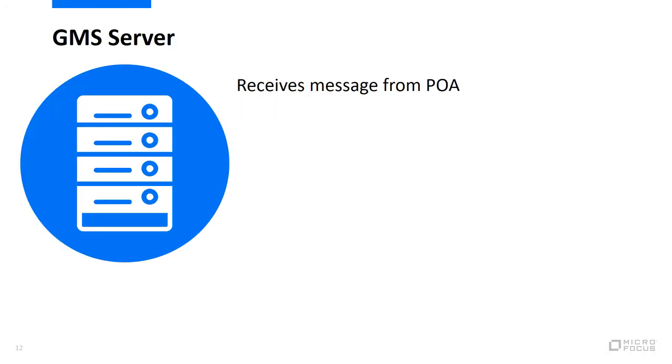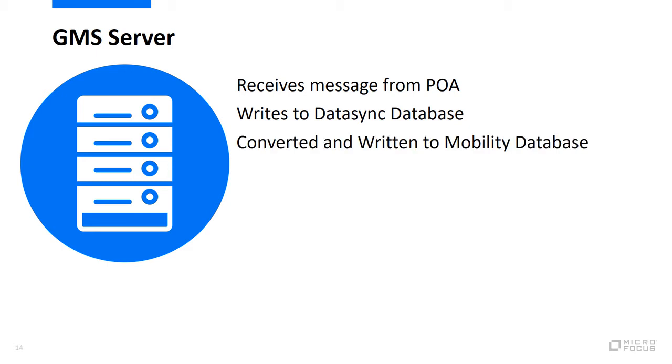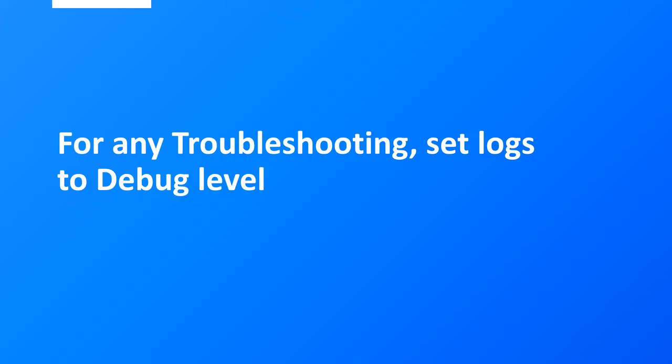It would be a good idea to see if messages are being passed through the system successfully. After the Mobility Server is passed events by the POA, there are two hops messages must traverse in order to make it to the device. It first must be written to the DataSync Postgres database, and then it must be converted and then written to the Mobility Postgres database. A good test to perform to see if both of these steps are successful is to do the following. First, you will want to make sure that Mobility Server is set to debug logging.